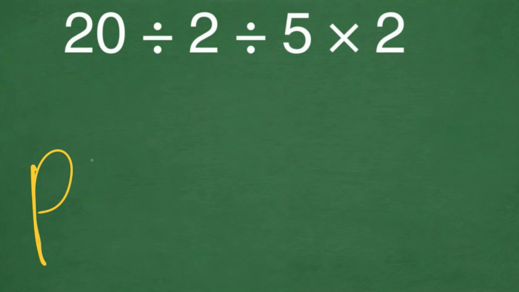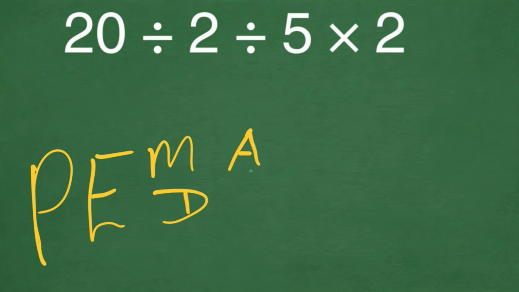according to the order of operation, PEMDAS, P stands for parentheses, E stands for exponent, M and D stand for multiplication or division, A and S stand for addition or subtraction. So according to this rule, the first thing we need to solve is parentheses, right? So parentheses is the first thing to solve, and it is priority number 1.